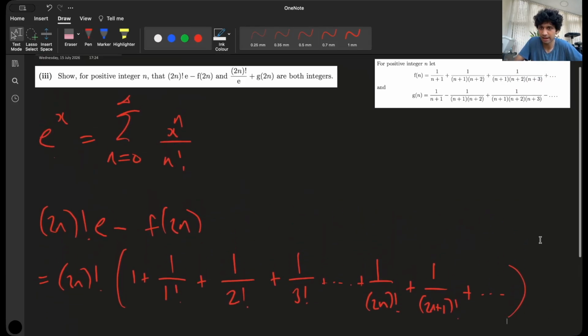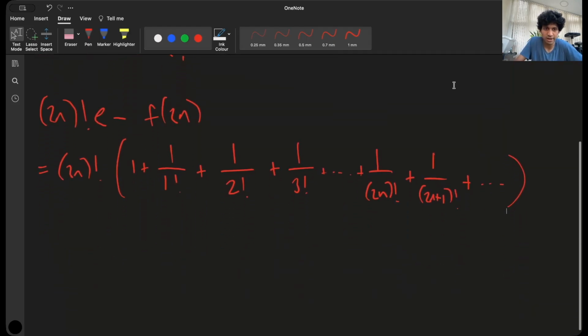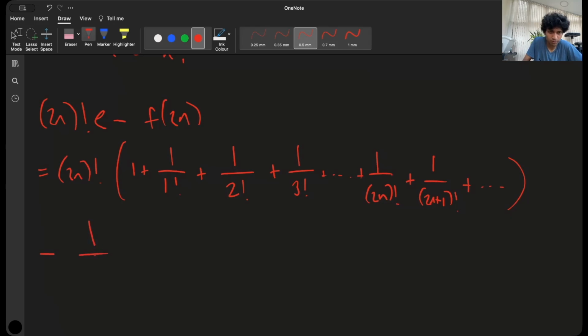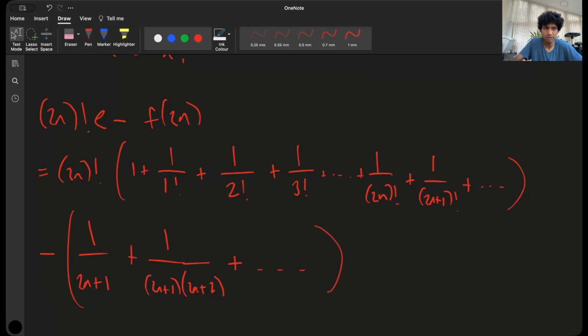So I have the definition of f of n over here. So this is minus 1 over 2n plus 1. I'll do this in brackets. Plus 1 over 2n plus 1 times 2n plus 2, plus, and so on. Okay, so we need to show that this is an integer.